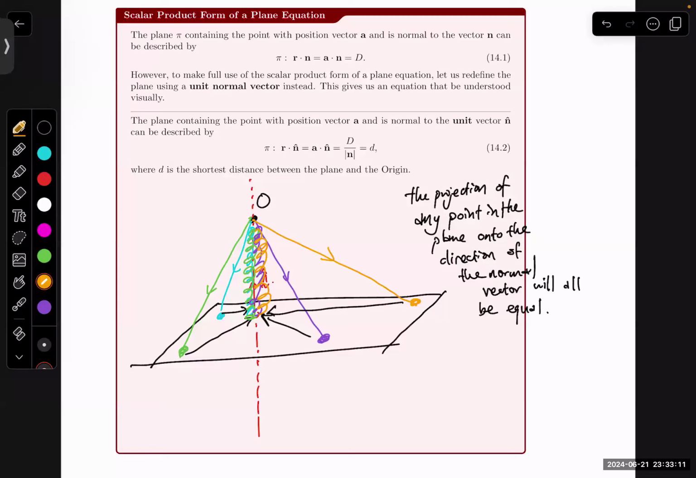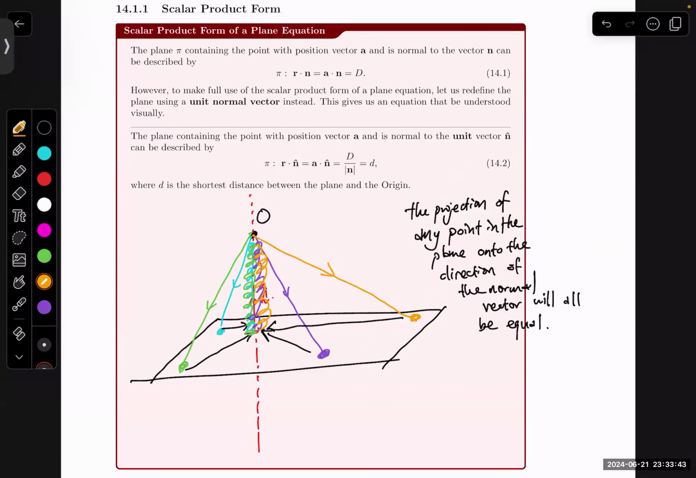Okay. So this is how we define a plane. All the points in the plane have this relationship, such that all of the position vectors of the points, when you project them onto this normal vector, you always get the same projection. That's how you define a plane.